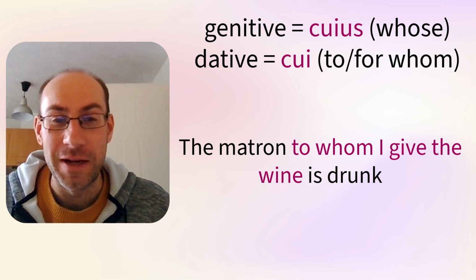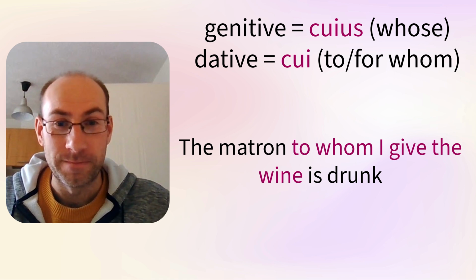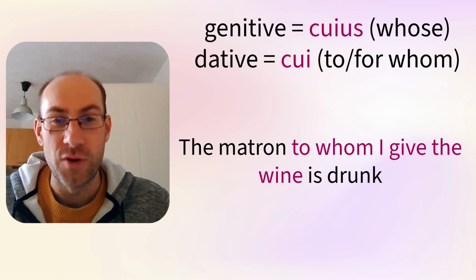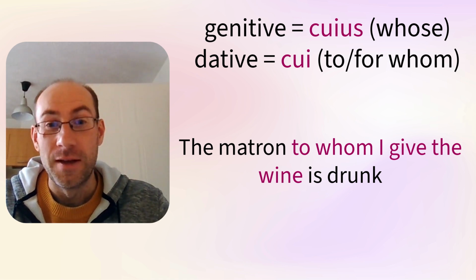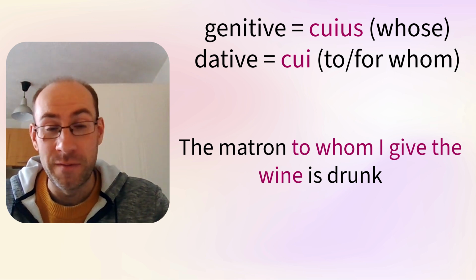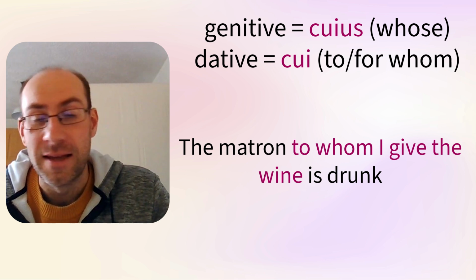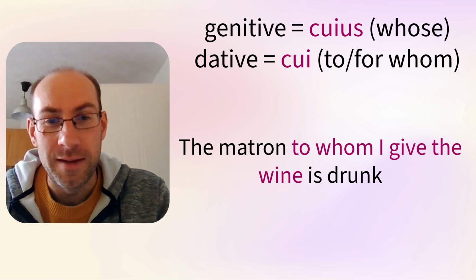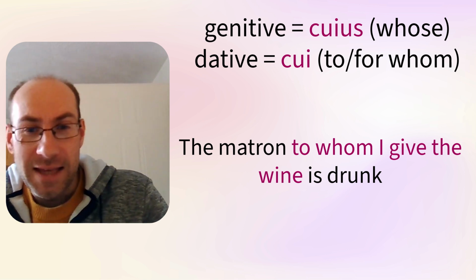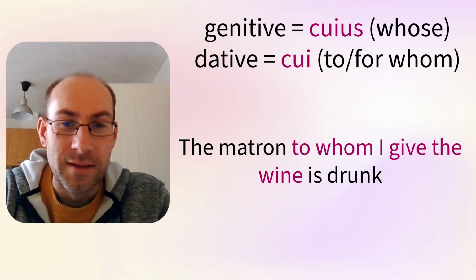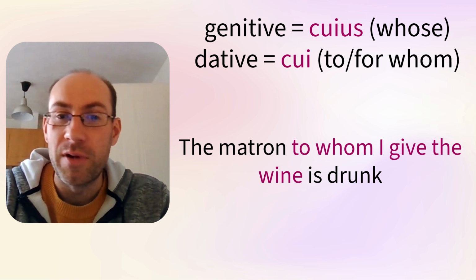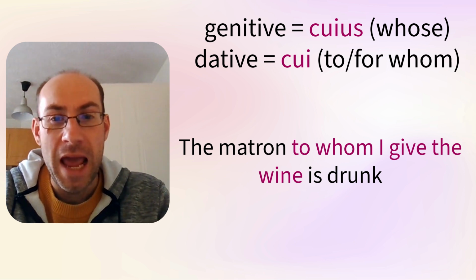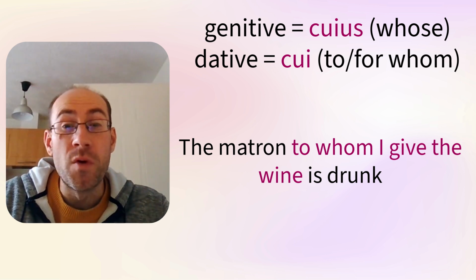Ebria, you've got to make it feminine, of course. The matron, to whom I give the wine, is drunk. Main clause, nominative: the matron is drunk. Whenever you have the verb to be, is, it's got to be nominative. Matrona ebria est. If it was a man, it would be ebrius, but it's ebria, because it's she. Matrona ebria est. But we want more information.